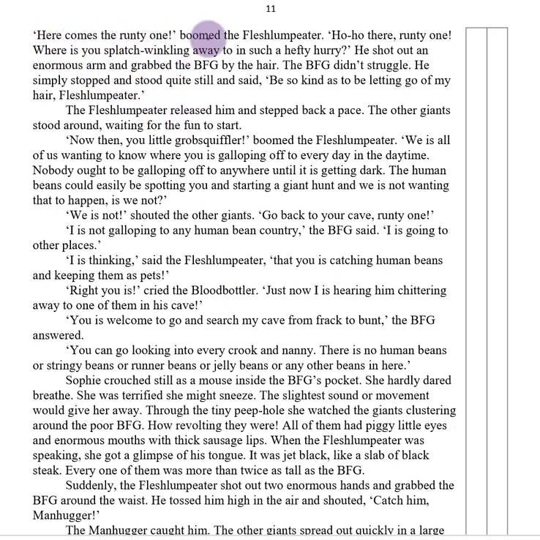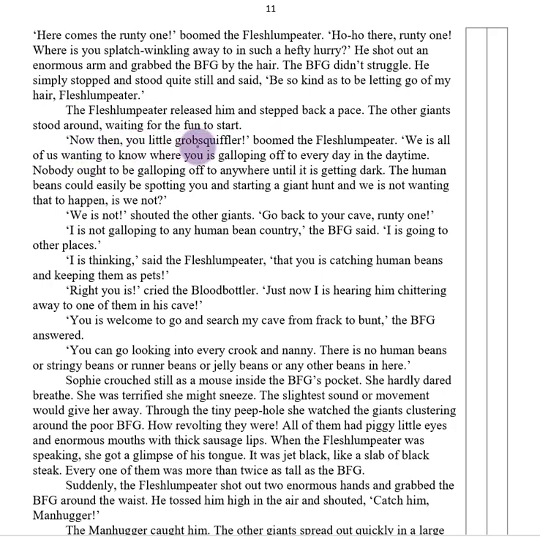"Here comes the runty one," boomed the flesh lump eater. "Ho ho there, runty one, where is your splatch winkling away to in such a hefty hurry?" He shot out an enormous arm and grabbed the BFG by the hair. The BFG didn't struggle. He simply stopped and stood quite still and said, "Be so kind as to be letting go of my hair, flesh lump eater." The flesh lump eater released him and stepped back a pace. The other giants stood around, waiting for the fun to start.